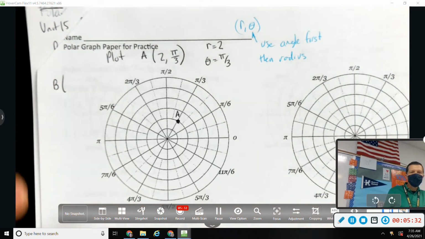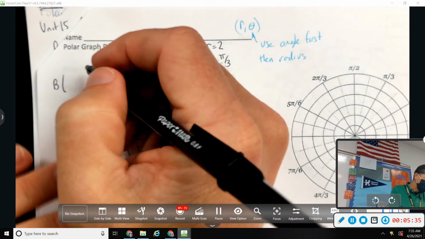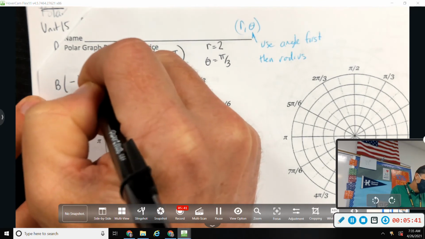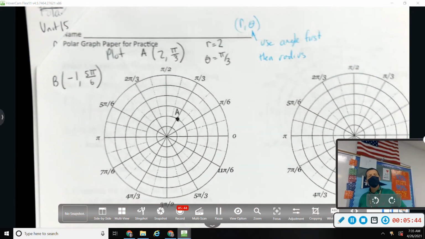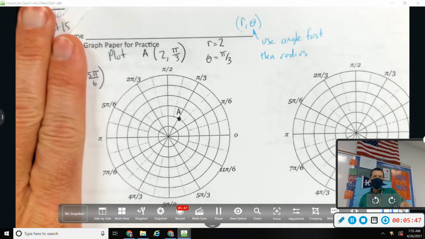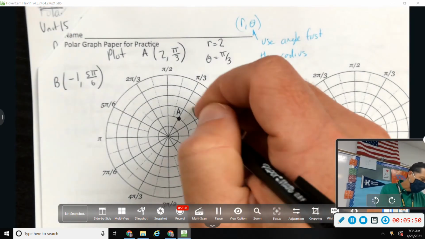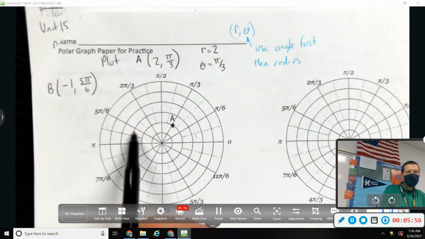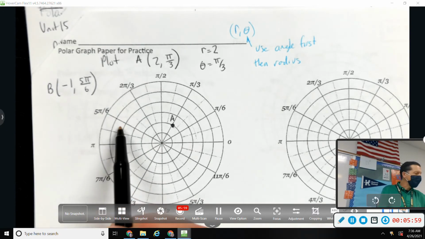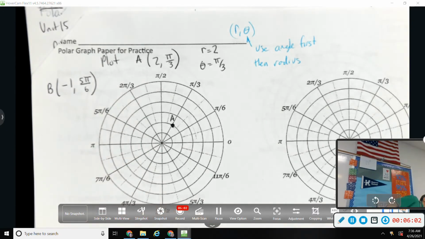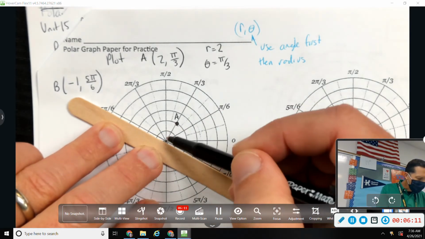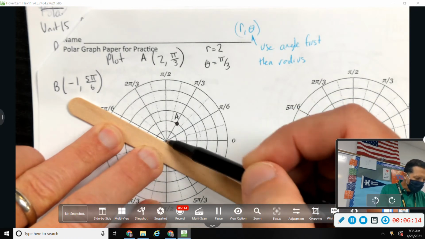All right, let's do a couple more points, because the negatives get a little tricky here. Let's do -1, comma 5 pi over 6. Don't worry about the negative yet. Let's rotate all the way around to 5 pi over 6. That puts us on this angle. Any thoughts on what -1 would make us do? Yeah, it would make us go backwards. We're on 5 pi over 6, but instead of heading out, the negative makes us go backwards.